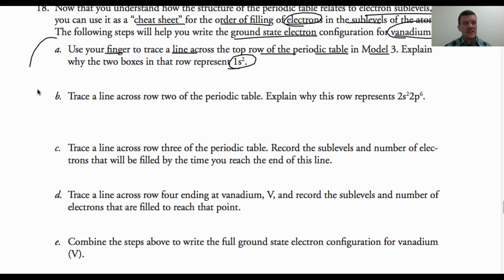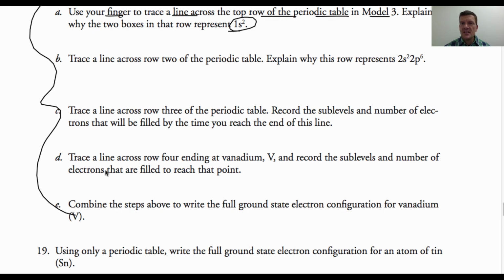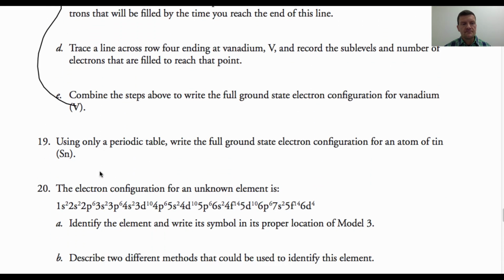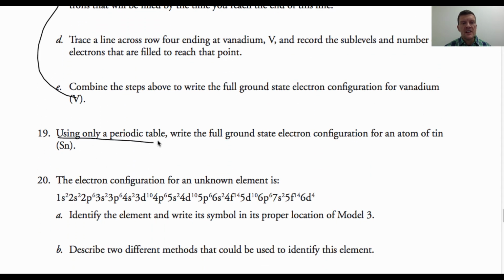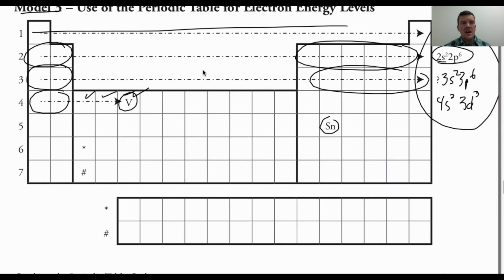That's what all of this is telling you right here. Okay? All those steps are doing exactly what I just showed you. So using only a periodic table, we should be able to write the full ground state electron configuration for an atom, any atom. Let's look at tin, for example. Here's tin. I already have all of that written down.